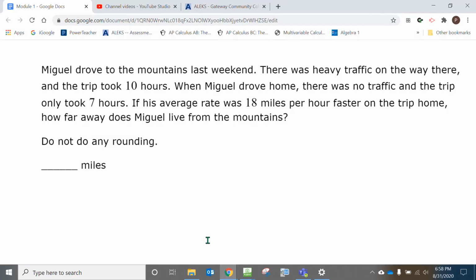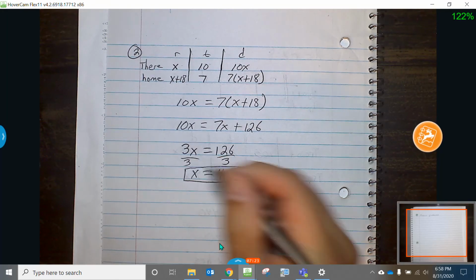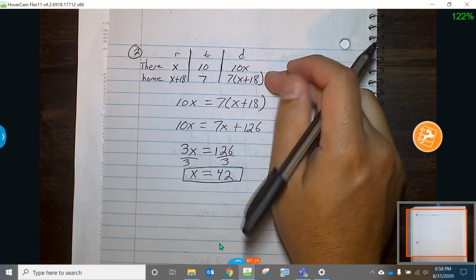And the question is, how many miles does he live from the mountains? It is 42 miles. Okay, so x equals 42. Okay, so same type of chart.